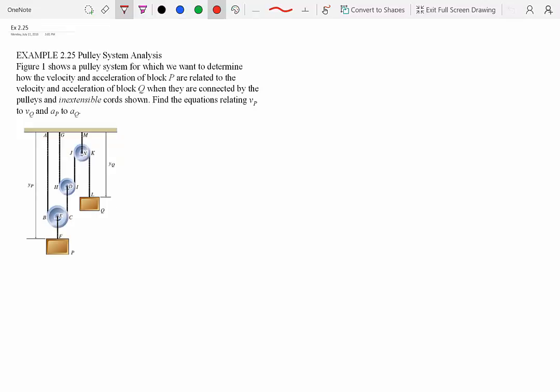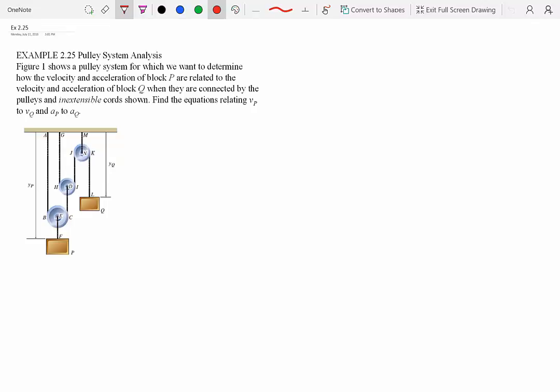So the figure shows the pulley system for which we want to determine how the velocity and acceleration of block P are related to velocity and acceleration of block Q when they're connected by pulleys and inextensible cord shown. Find the equations relating VP to VQ and AP to AQ.